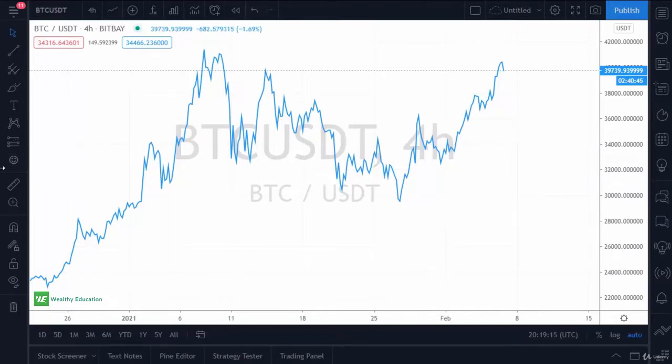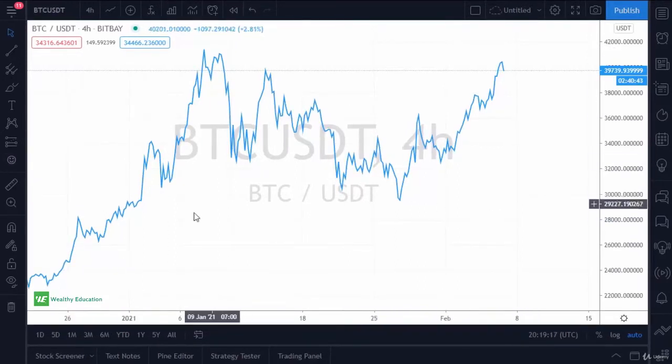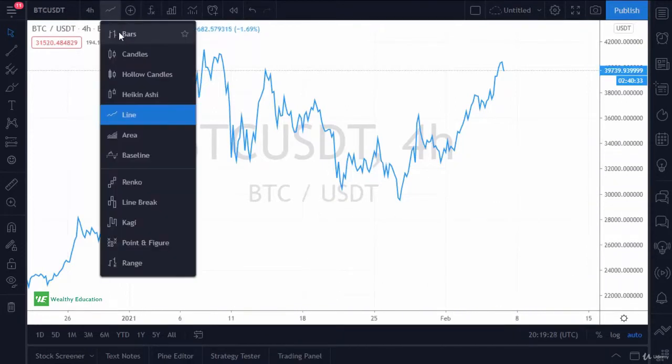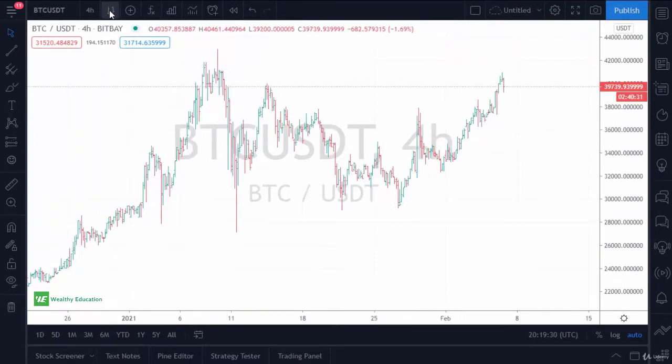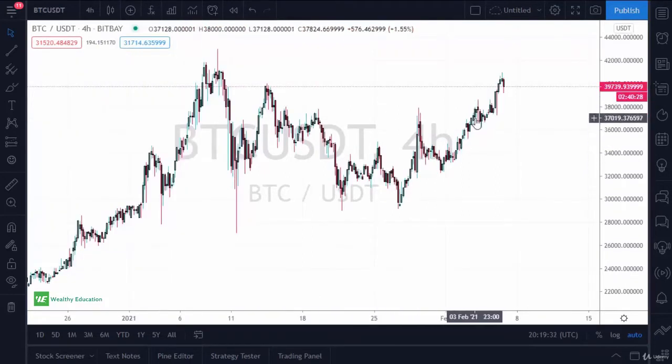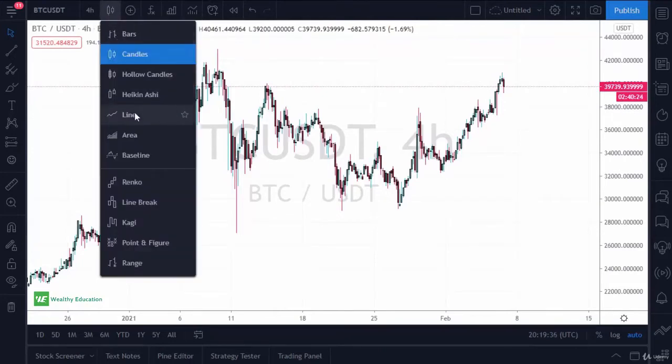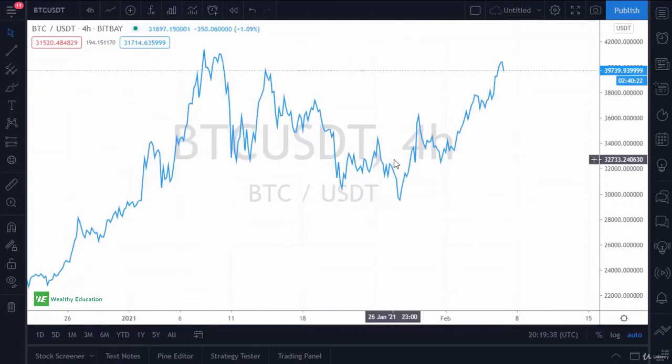So in front of you, I have the platform itself. You can see I have a line chart of Bitcoin U.S. Tether, USDT, 4 hour. So that means every bar or every candlestick is what happens over the course of 4 hours. The line plots the close every time, at the end of 4 hours, it might be there, or it might be there, up there, etc.